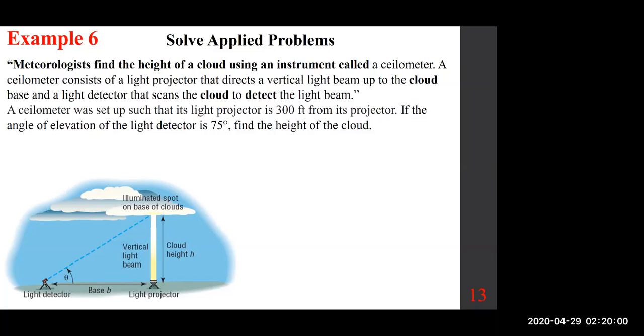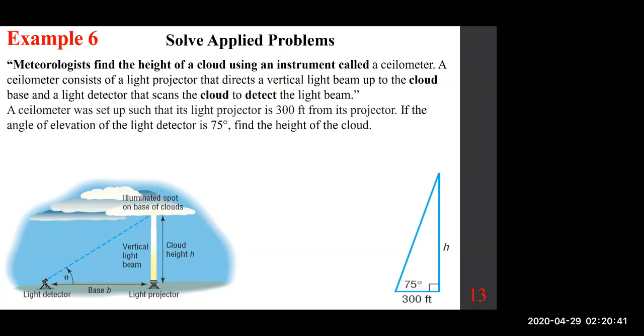And so if we were to put all of this information into a diagram, it gives rise to the following diagram. Do you see that, everyone? So we have the base is about 300 feet. It makes an angle of elevation of 75 degrees. And all we have to do is find the height using one of those trigonometric functions that is easy to use.